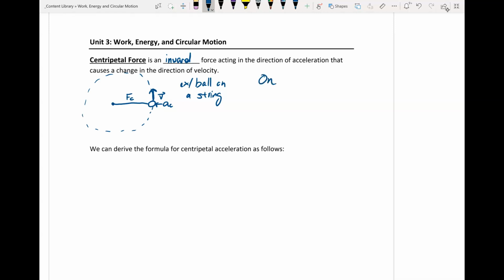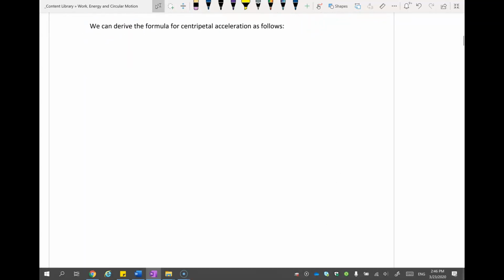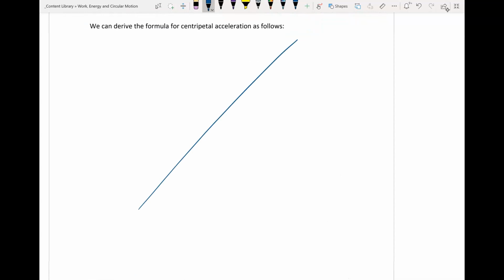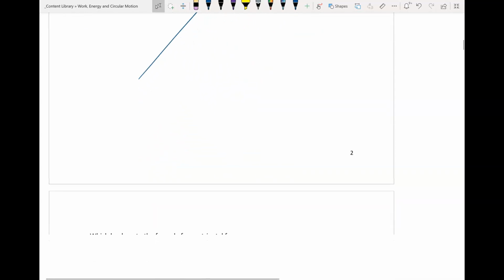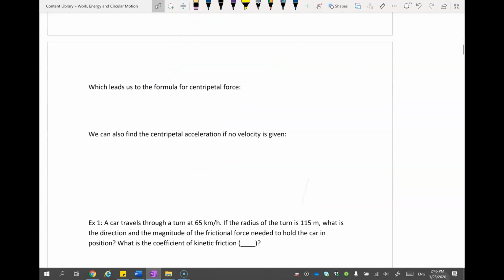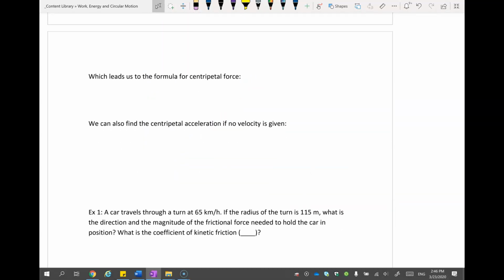But in this particular example, on a horizontal plane, your centripetal force, Fc, is the tension in the rope or in the string. That's in this case. We're not going to derive the formula for centripetal force right here, and it is pretty complex. I'm just going to give you the formula right away for centripetal force, and then we're going to use that to manipulate it and find a way that we can calculate the centripetal acceleration.